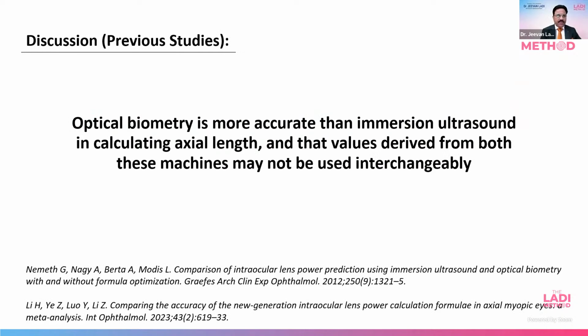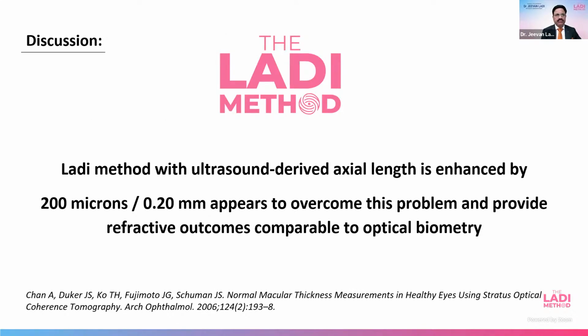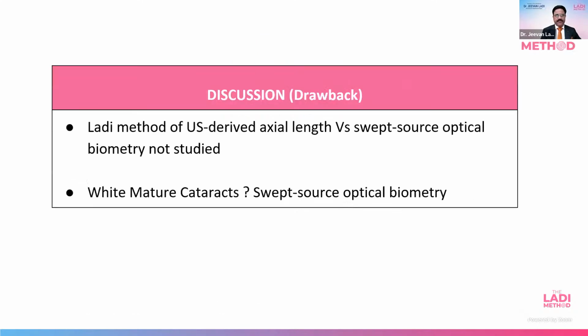A previous study shows that optical biometry is more accurate than the immersion ultrasound method in calculating axial length, and that values derived from both these machines may not be used interchangeably. In the Ladi method, the ultrasound-derived axial length is enhanced by 200 microns, or 0.20 millimeter, which appears to overcome this problem and provide refractive outcomes comparable to optical biometry. Now, the drawback of this study.